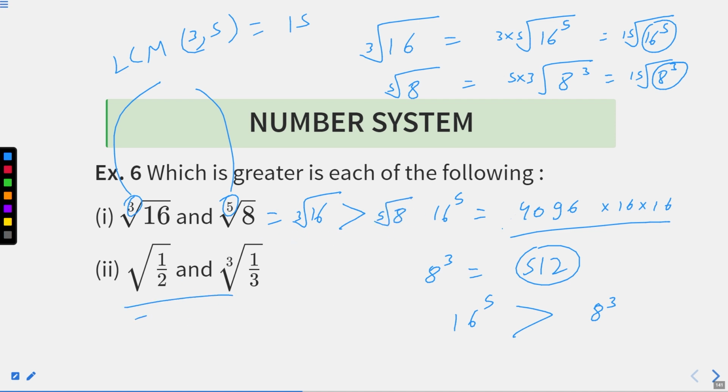Okay. In a similar way, I can use it for this. So take the LCM for these, make the order equal to the LCM, and then compare. This is for your homework. Okay. So this is for your homework.